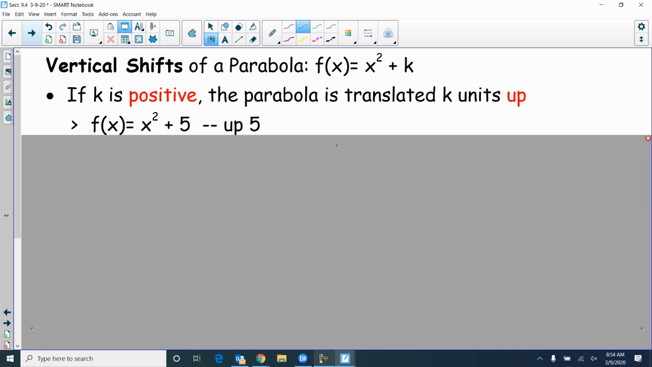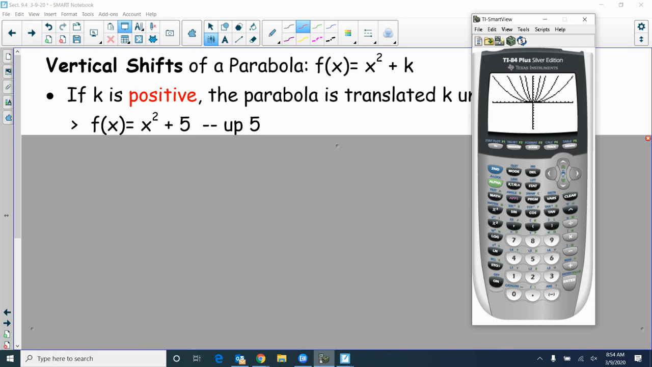All right, how do we move it up or how do we move it down? If you take a look here, vertical shifts. If you tack on a number, let me go here.